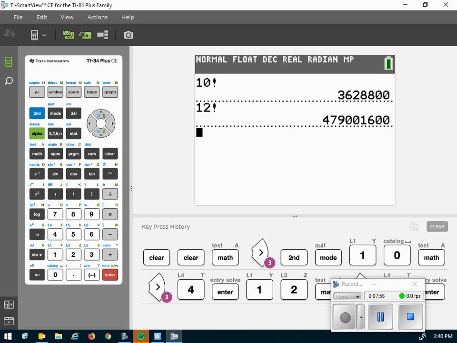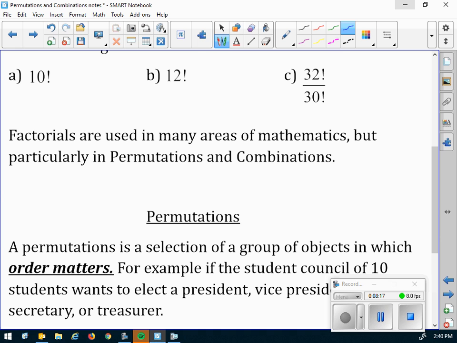Full 479 million, right. 479,100,600. Not quite. One digit off. Now, look at C. Before we do C on the calculator, we're going to do it like we did the short way on the first C right above it.